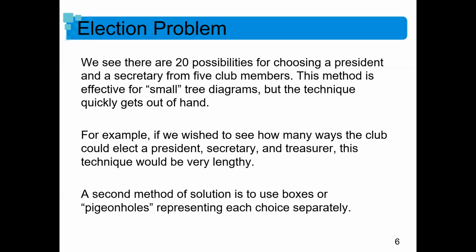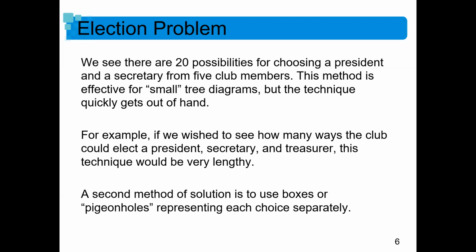This method is effective for small tree diagrams, but the technique quickly gets out of hand if, for example, we wish to see how many ways the club could elect a president, secretary, and treasurer. This technique would be very lengthy.